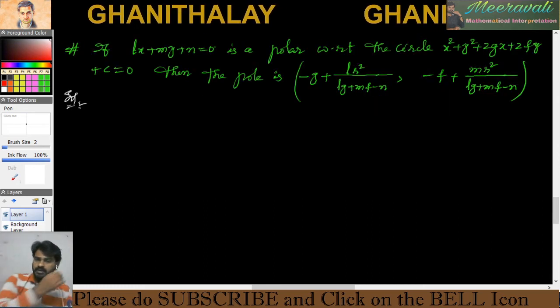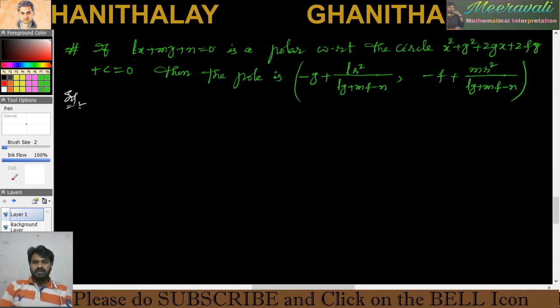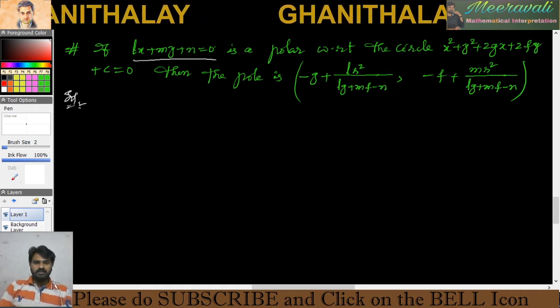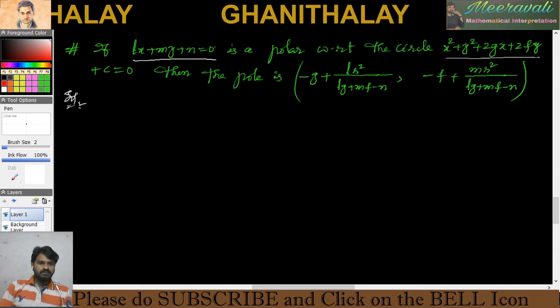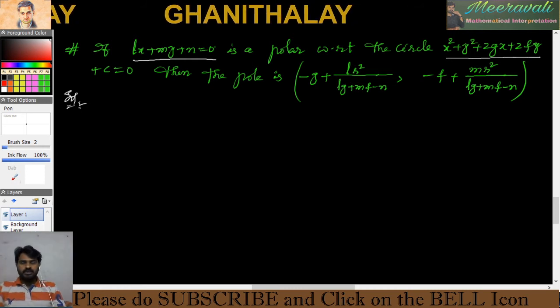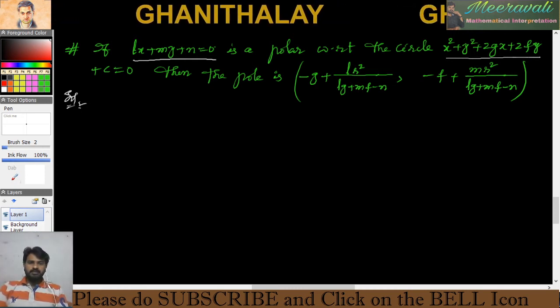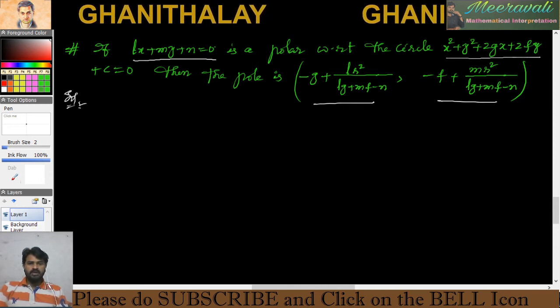Okay, look at here. This is the question. In this question, if Lx plus My plus N is equal to 0 is a polar with respect to the circle x square plus y square plus 2gx plus 2fy plus c is equal to 0, then the corresponding polar of the given line is this one. Okay, this is what we have to show.